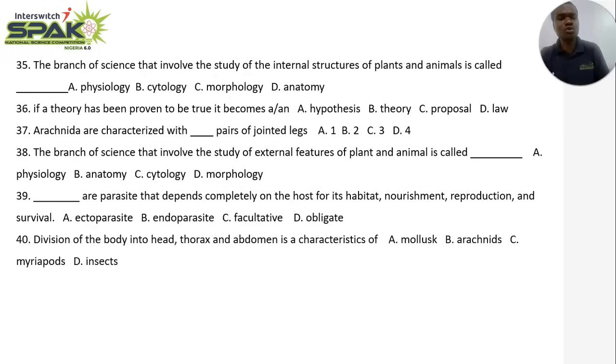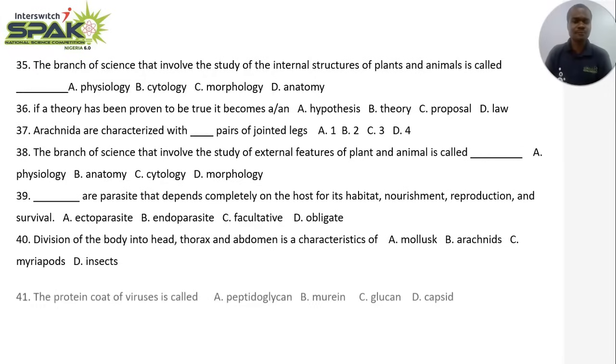Division of the body into head, thorax, and abdomen is a characteristic of dash. Mollusk? No. Arachnid? No. Arachnids have both their head and their thorax fused together, so that's why we talk about cephalothorax. Myriapod? No. Insects have their body divided into head, thorax, and abdomen. So it is a characteristic of the class Insecta.